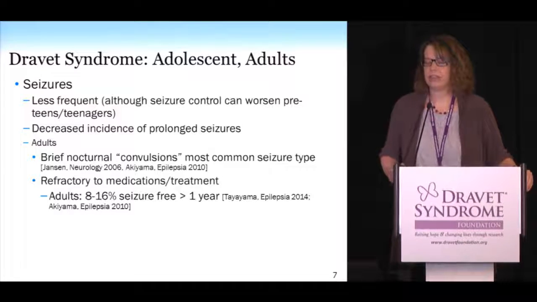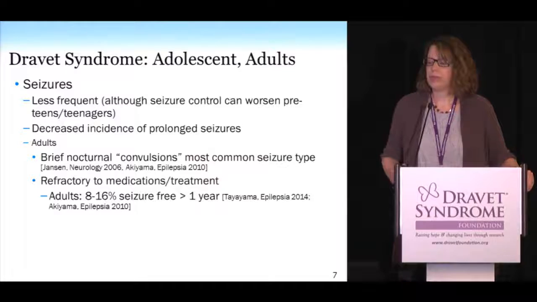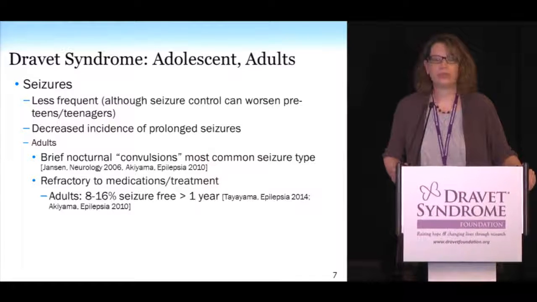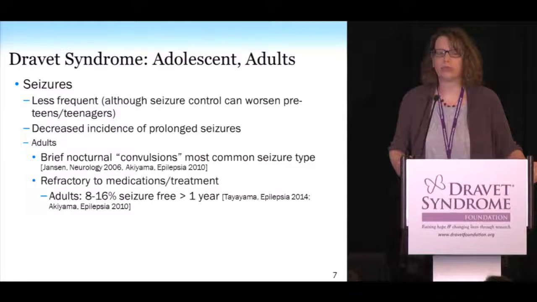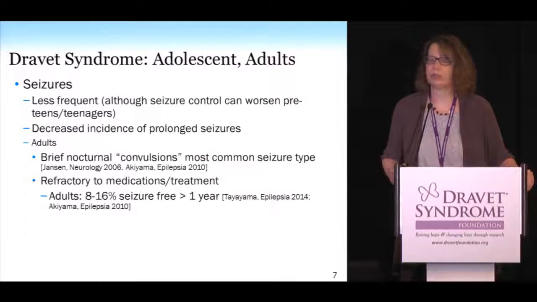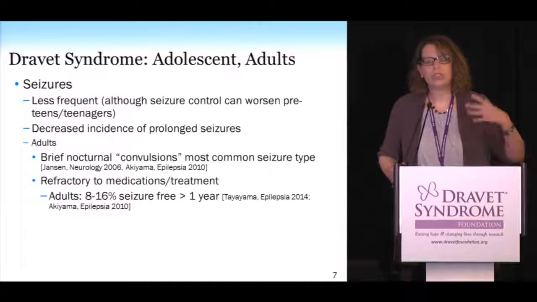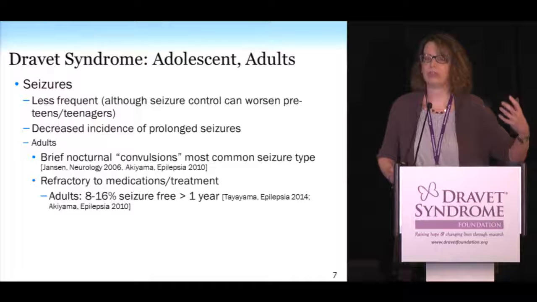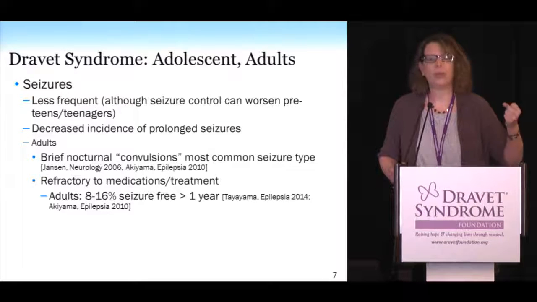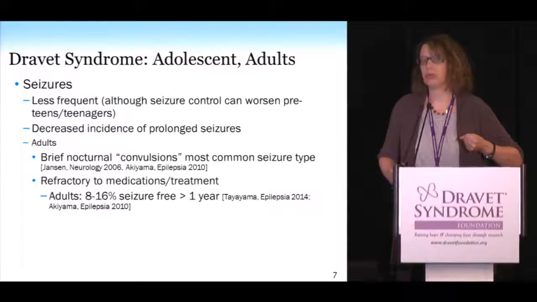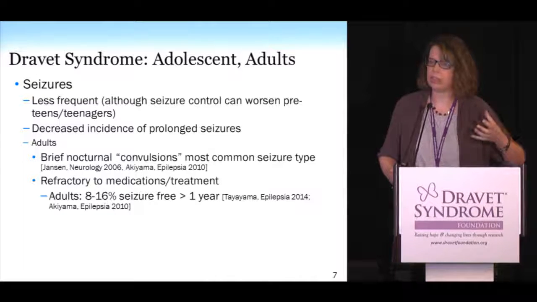Then moving on to adolescents and adults, the seizures themselves become less frequent, although I do see in a handful of preteens that their seizures really worsen at this time. So everything is variable, especially with the clusters of brief nocturnal convulsive seizures. But there definitely is a decreased incidence of prolonged seizures or status epilepticus. Nevertheless, I always caution families that you just need to be prepared for that. If somebody doesn't have a long seizure for 10 years, that's fantastic. But it doesn't mean you let down your guard, as you might still need rescue medicine to be kept with you at all times.